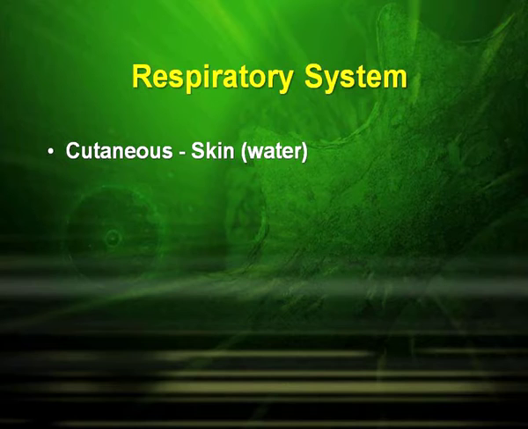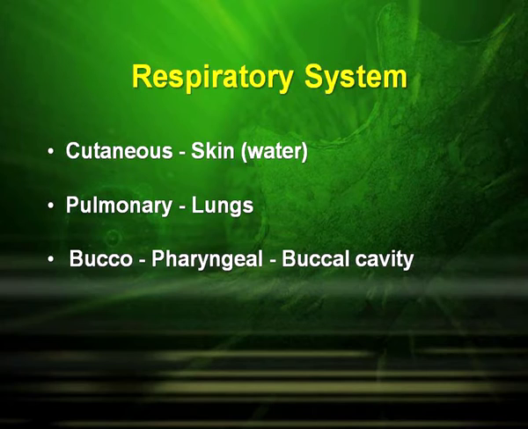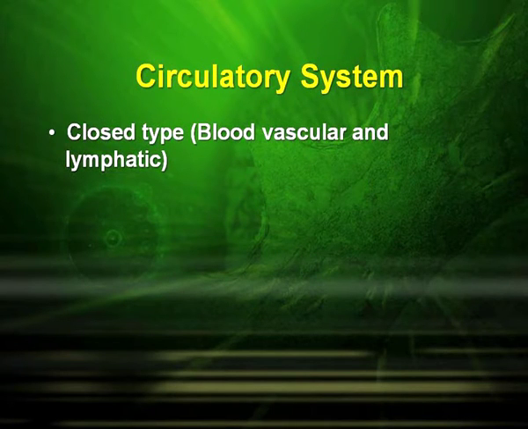Frogs generally carry out 3 types of respiration. When they respire through the skin, it is called cutaneous respiration. When it is through the lungs, it is pulmonary respiration, and when it is through the buccal cavity, it is called buccopharyngeal respiration. Circulatory system.